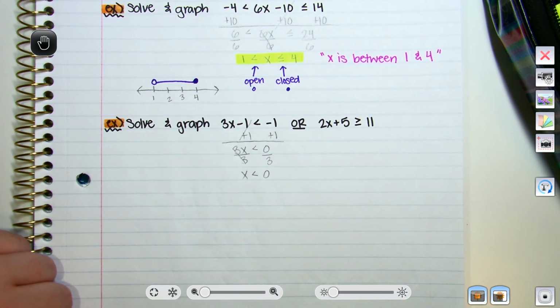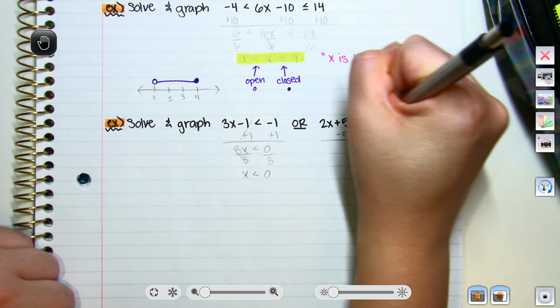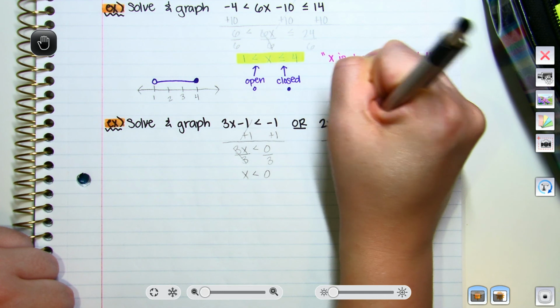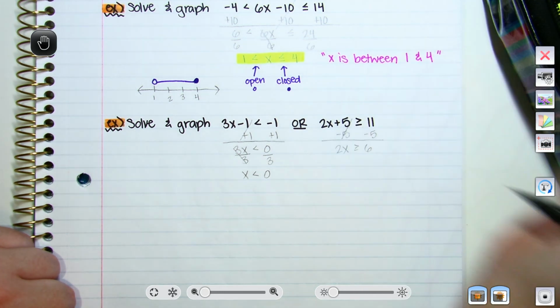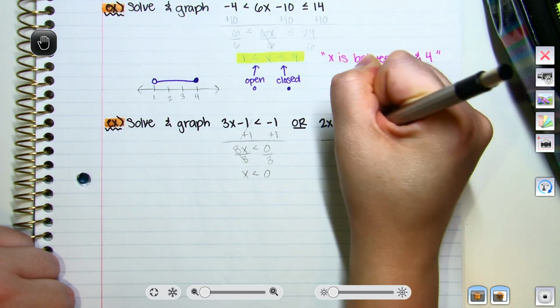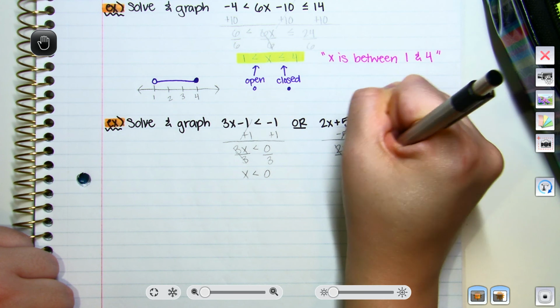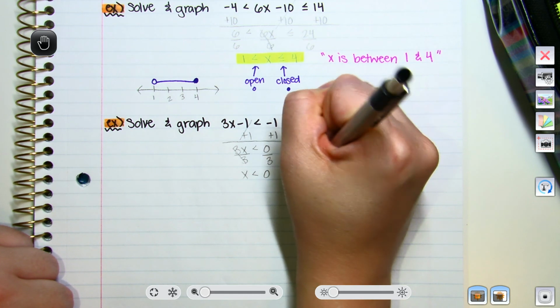Now I need to solve the other one. So I'm going to subtract 5 from both sides. 2x is greater than or equal to 11 minus 5 is 6. And then we'll divide both sides by 2. So x is greater than or equal to 3. And remember, this is the OR statement.